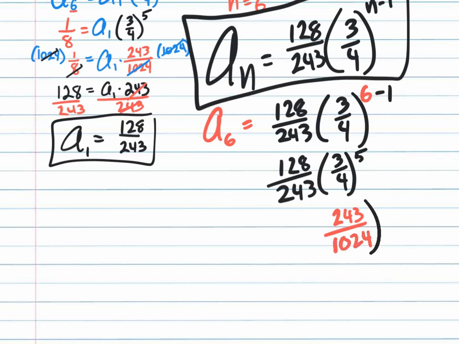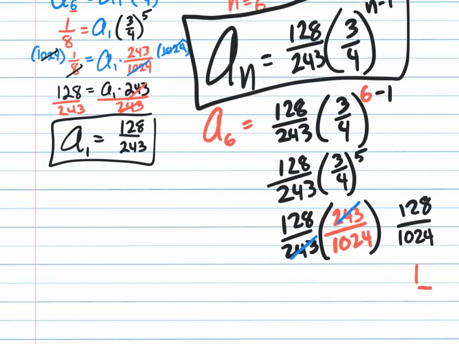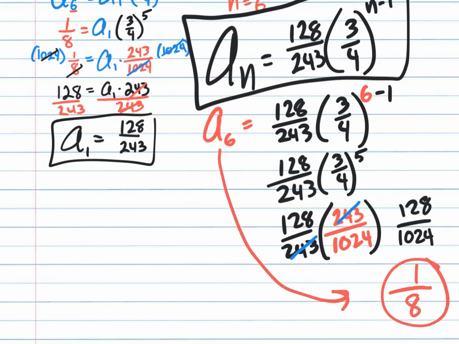And of course, we need to multiply that by this 128 over 243. As you can see, the 243 on top will cancel with the 243 on the bottom, and you end up with 128 over 1024. Could you reduce that? The answer is yes, you could reduce by 128. If you reduce 128 by 128, that becomes 1. If you reduce 1024 by 128, it becomes 8. So a sub 6 really equals 1/8.